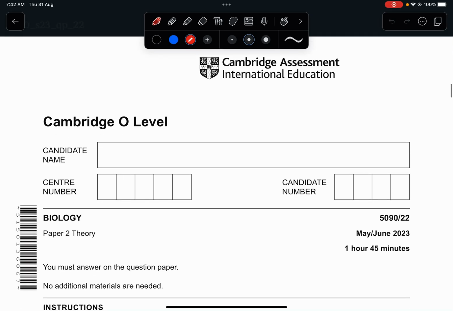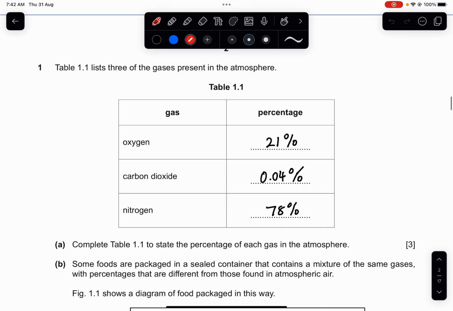So let's start solving this paper. Okay, question 1. Table 1.1 lists 3 of the gases present in the atmosphere. Complete table 1.1 to state the percentage of each gas in the atmosphere. So we learned that oxygen is 21%, carbon dioxide is 0.04%, nitrogen is 78%.